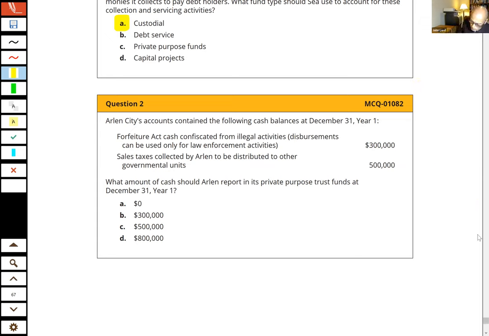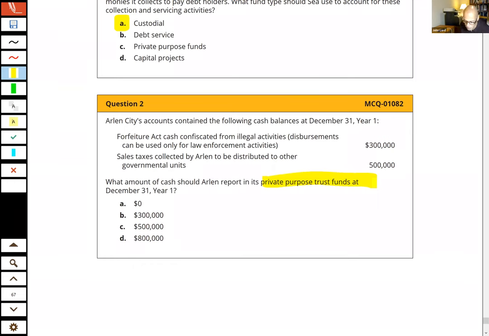The City of Ireland has these two, and they want to know, well, should any of these be a private purpose trust fund? And so, forfeiture act: cash confiscated from illegal activities, with disbursements that can be used only for law enforcement activities. So when you generate revenue, which is the cash confiscated from illegal activities, and then you earmark that revenue for a specific purpose, that is what? That's a special revenue fund. That's just like the gas tax that we talked about way back when we first learned about funds. You tax the gas, you use it for road improvement.